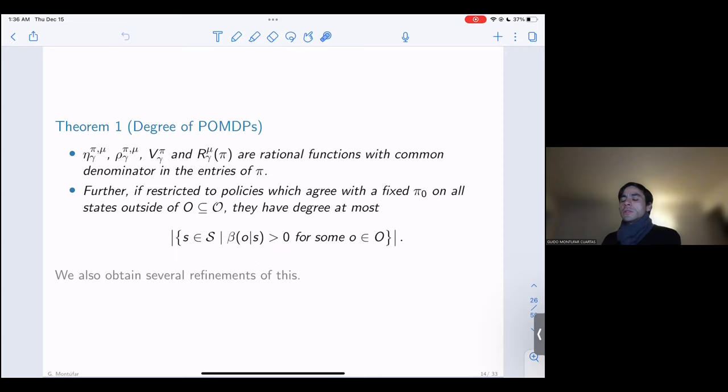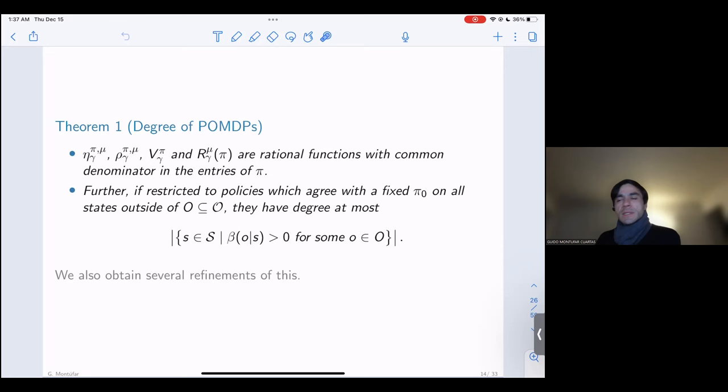So this is the way in which we are relating the complexity of the optimization problem to the degree of observability. Because the fewer states are compatible with an observation, the better the observability, and the more states are compatible with an observation, the more diffuse the situation is and the lower the observability. And we also have several refinements of this.